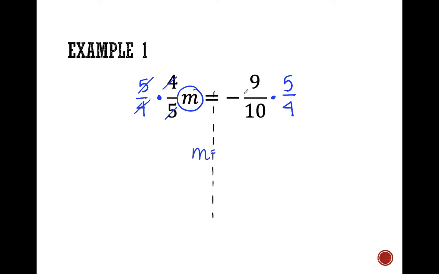On the right side, you solve this just like a regular fraction multiplication problem. I can cross simplify, and then I just multiply, making sure that I look at my signs. Negative times positive is going to be a negative. 9 times 1, 2 times 4, negative 9/8, or negative 1 1/8.